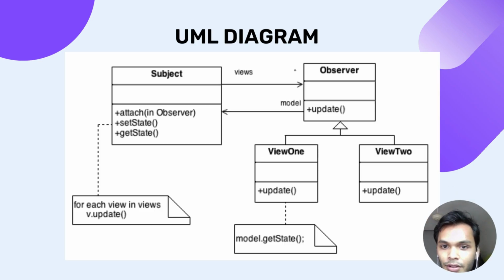Okay, so let's move on to the UML diagram. So from this class diagram, you can see the subject represents the core abstraction, and the observer represents the variable abstraction. The subject prompts the observer objects to do their thing. Each observer can call back to the subject as needed.